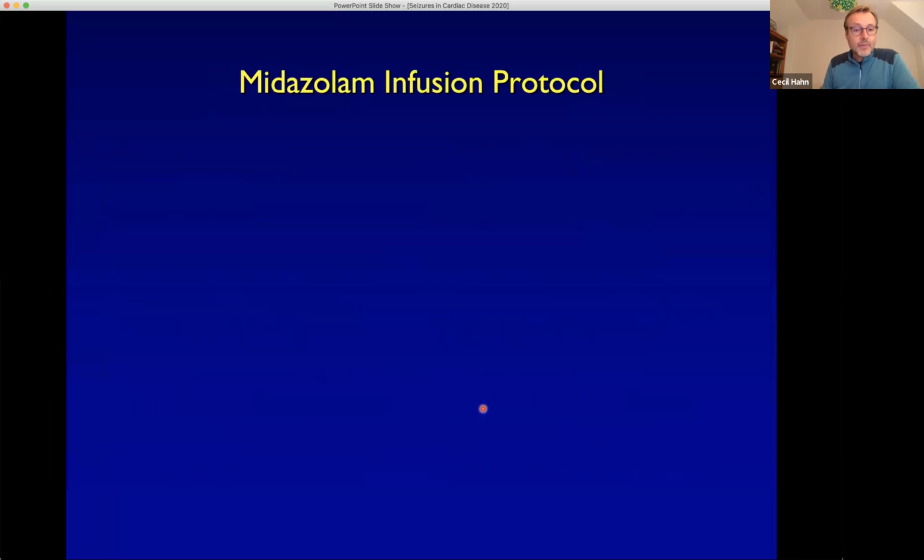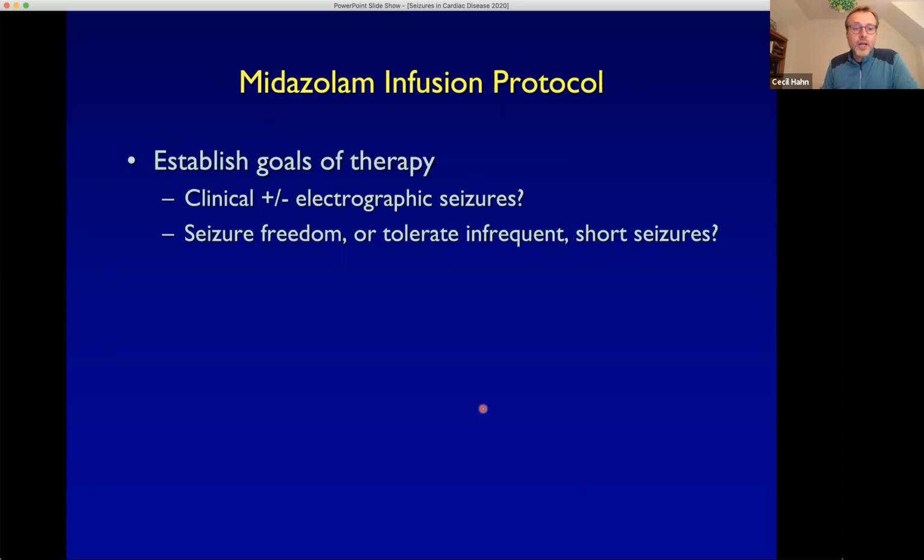What about midazolam? Midazolam is a common third-line drug for treatment of refractory seizures, and it's given as an infusion. It's an ultra short-acting benzodiazepine. When you're using midazolam, it's important to be very clear what you're treating: clinical seizures, electrographic seizures, or both. My recommendation would be to treat both clinical and electrographic seizures, and then establish how aggressive you're going to be.